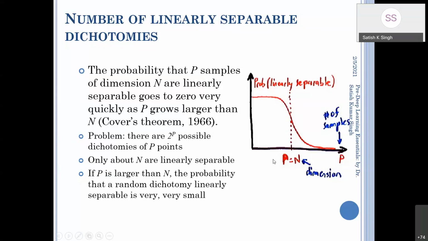If Cover's theorem is true, and we have a large number of samples, then what is your suggestion? There is an obvious suggestion: either you decrease the number of samples or you increase the dimension of the feature vector. There are only two solutions. It means this is not random; there is a proper basis for deciding this. Then what do we actually used to do?